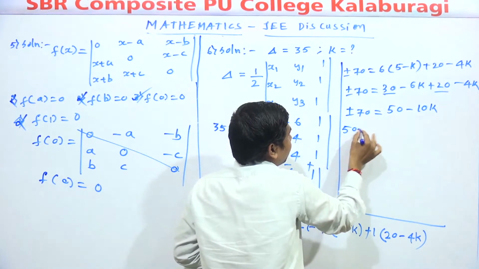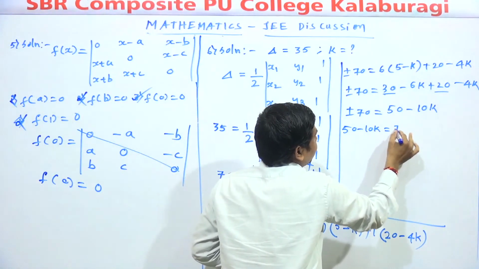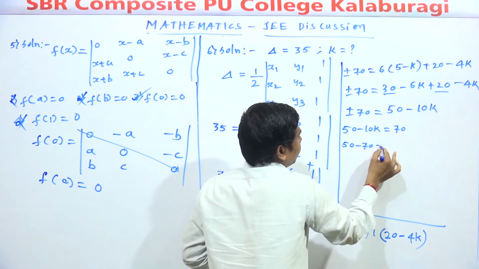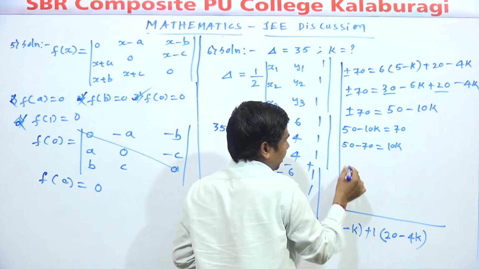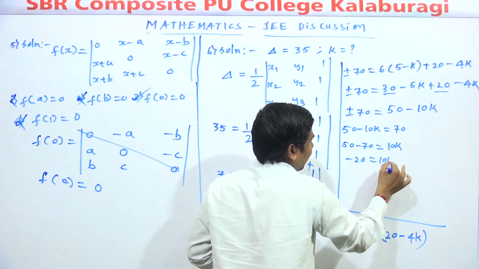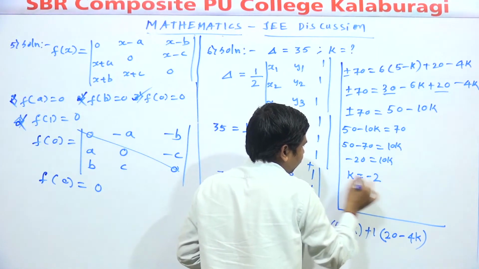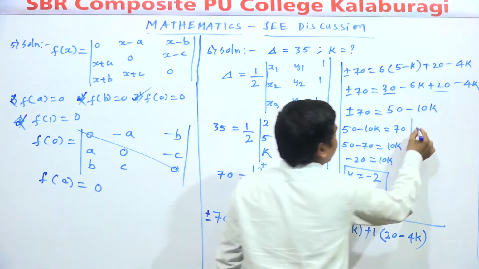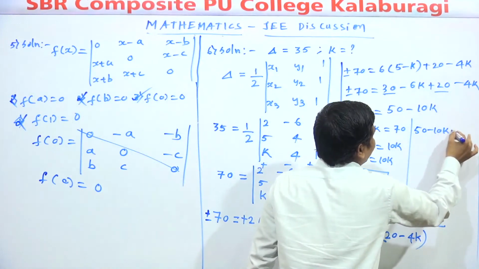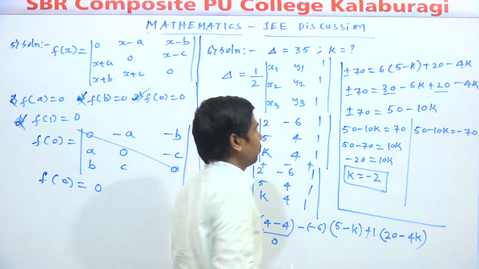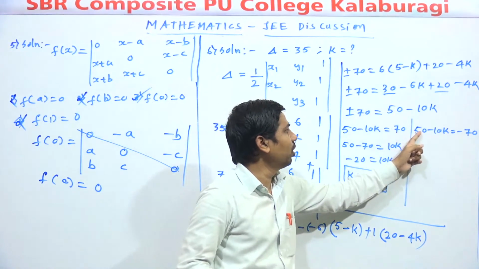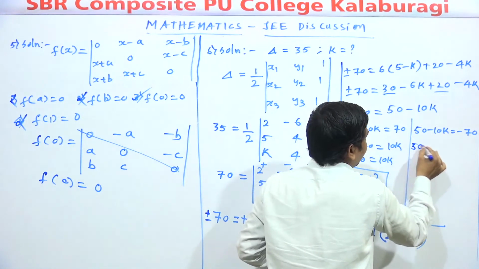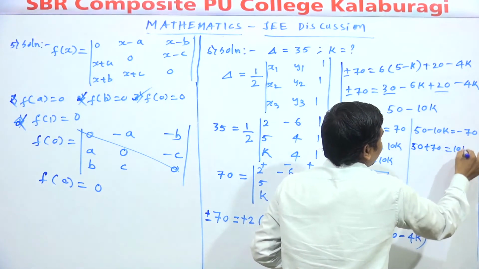That indicates 50 minus 10k is equal to 70. So 50 minus 70 is equal to plus 10k. It is minus 20 is equal to 10k. Then k is equal to minus 2. This is one k value. And one more, it can be negative also, that is 50 minus 10k is equal to minus 70. So 50 minus 10k is equal to plus 70, or 50 minus 10k is equal to minus 70. So we want k. 50 plus 70 is equal to 10k.